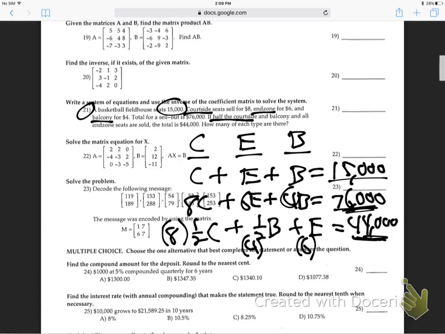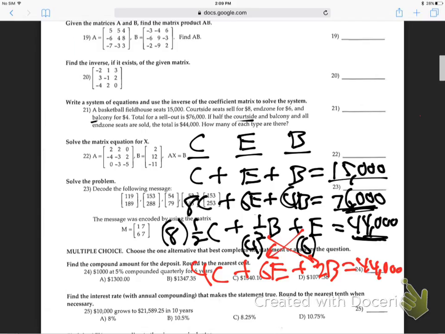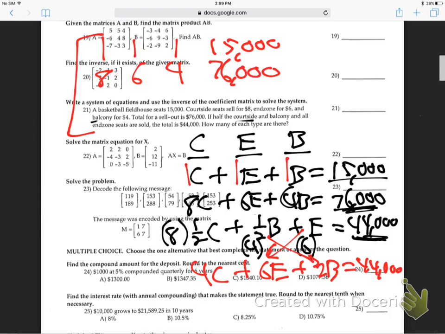So half the 8, let's fix that one. That should be 4C, and I should switch this one here, 6E, and put this one here, 2B is 44,000. Then just put it in a big old matrix. So this is 1, 1, 1, 15,000, and 8, 6, 4, 76,000, and then this one, 4, 6, 2, 44,000. And do the RREF.